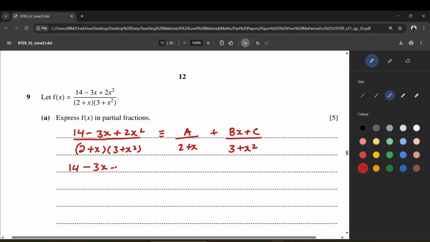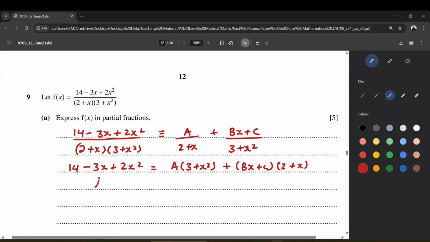So from here it will be cancelled, and over here 2 plus x will cancel with this, and here we will have 3 plus x square, and on this side 3 plus x square will be cancelled and 2 plus x will remain. Okay, now we need to find the coefficients. We need to find a, b, and c. So we need to find these values.